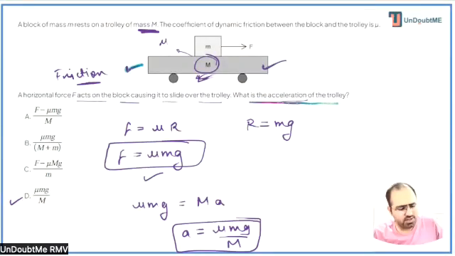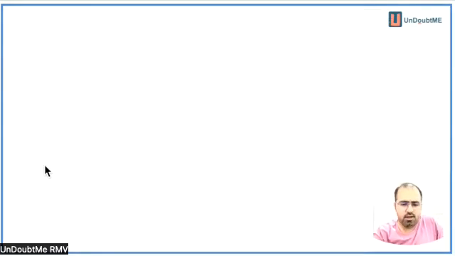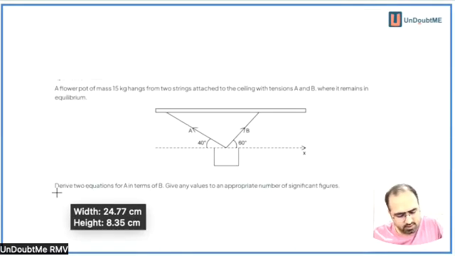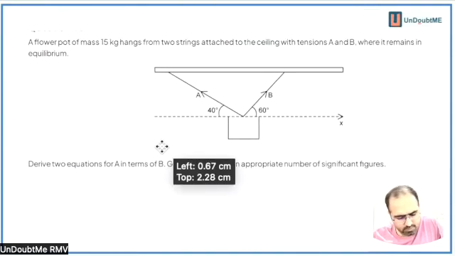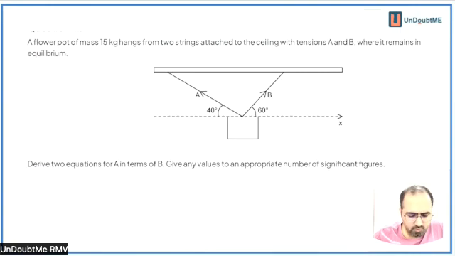Our next question is: a flower pot of mass 15 kg hangs from two strings attached to the ceiling with tensions A and B, where it remains in equilibrium. Derive two equations for A in terms of B. A and B are the forces, they are the tension forces. Give any values to an appropriate number of significant figures. So I'm waiting for you guys to give it a try first.